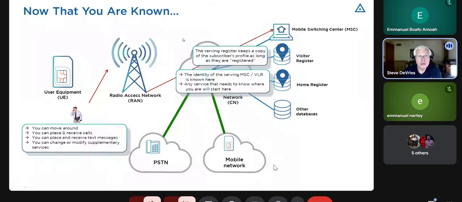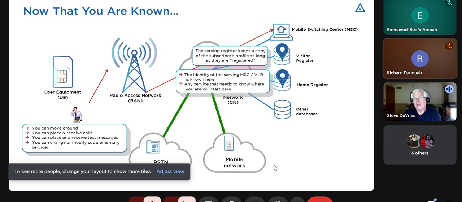Now, once you're known, here's what happens. Once you're known, they can place calls, they can receive calls, they can send a text message, they can receive a text message, they can modify their supplementary services. This would be like call forwarding or call waiting or three-way calling. These are what are known as supplementary services. They have access to something called unstructured supplementary services data, USSD.